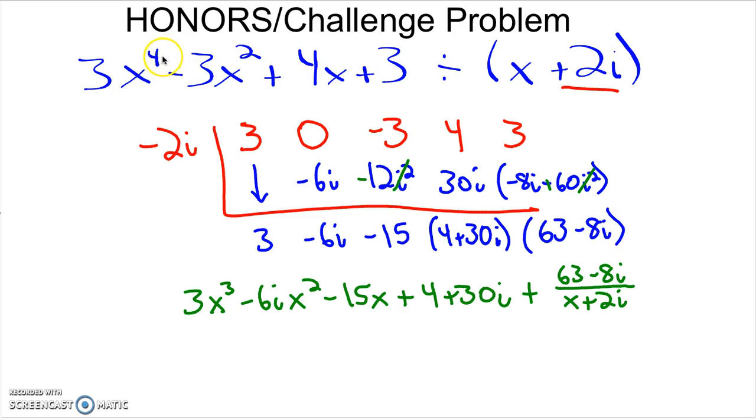We start with the degree 1 less than our dividend, so it was 3x to the third minus 6ix squared minus 15x plus, this is our constant, 4 plus 30i, plus the last box is the remainder over the divisor, which was x plus 2i. This was quite challenging. I hope you did well.